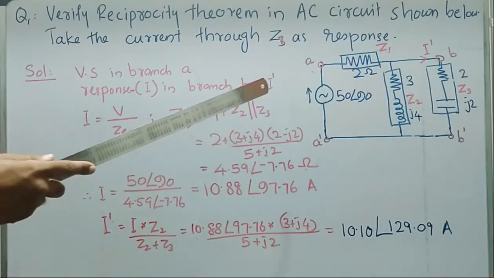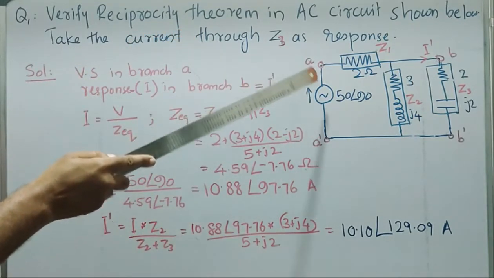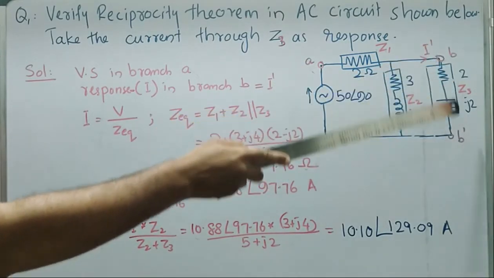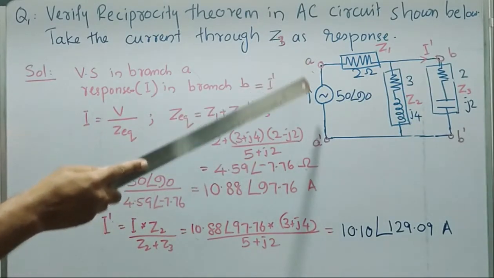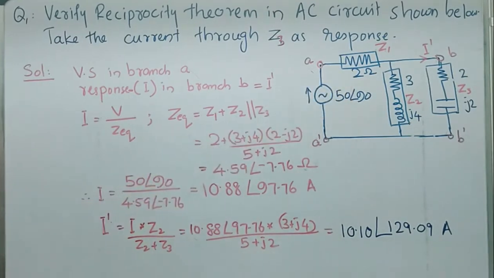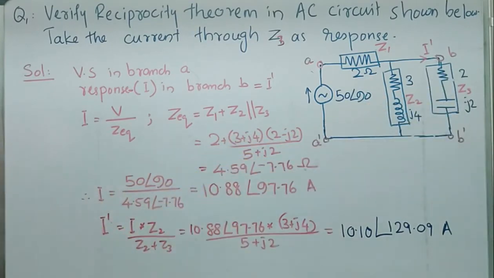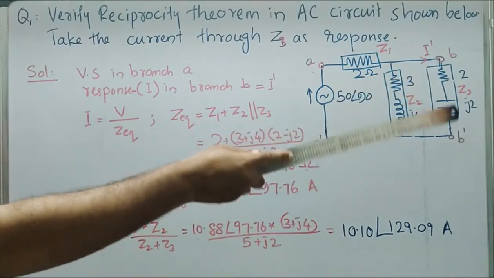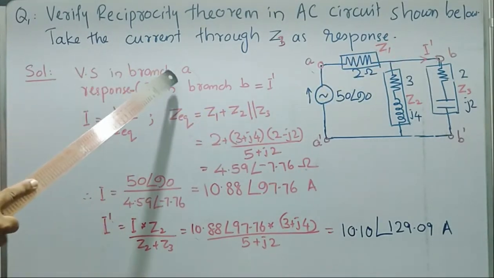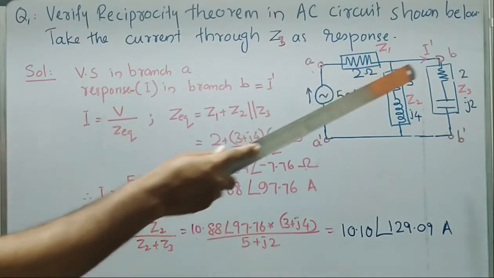Here, in order to apply reciprocity theorem, let's consider two branches: branch A with terminals A dash, and branch B with terminals B dash. In branch A, we can have an independent voltage source with a value 50 angle 90. In branch B, we can have an impedance with value 2 minus j2 ohm. Here, current through branch B can be considered as I dash. Here, excitation is applied in branch A and response is the current flowing through branch B.